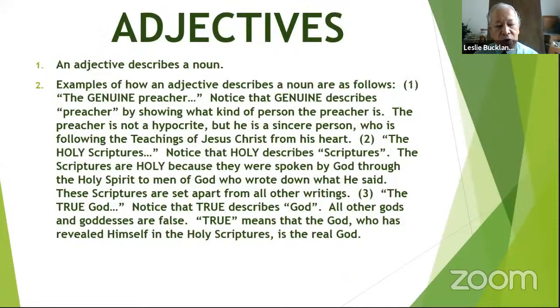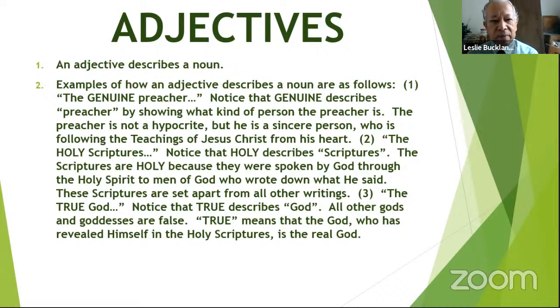Okay, now let us move on to adjectives. An adjective is another part of speech. It functions as a descriptive word. It describes a noun. Here are some examples. Examples of how an adjective describes a noun are as follows. Number 1, the genuine preacher.